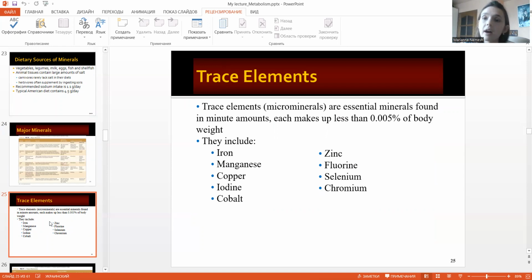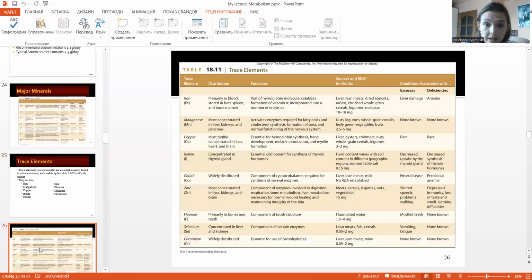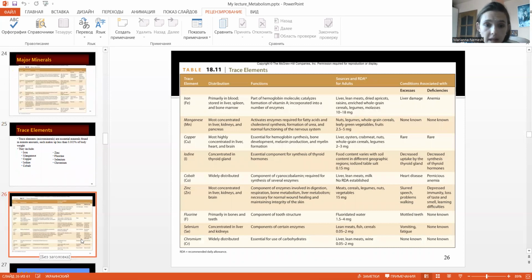To some extent they are cofactors of enzymes. They take part in producing hormones, like iodine for producing thyroid hormones. So generally, although our body requires them in smaller amounts, they have very important and useful functions in the body. So, for example, we could see here zinc.